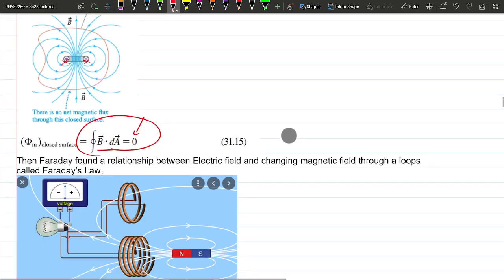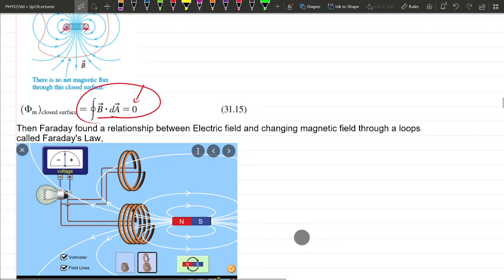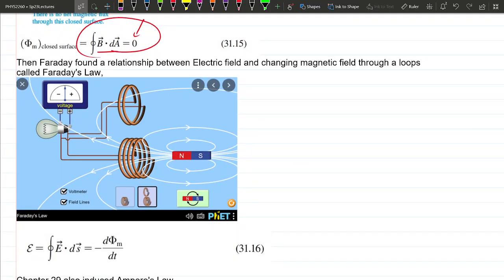And you can use this to do some calculations also. The magnetic flux is always zero coming out of an enclosed surface. All of this only happens if you can enclose all of these magnets. The next thing we learned, when was this? This was a couple of chapters ago.